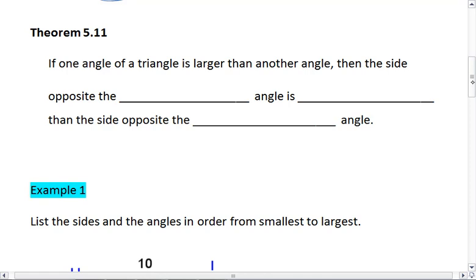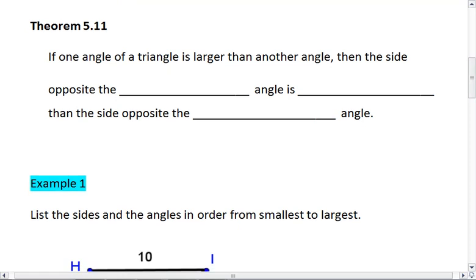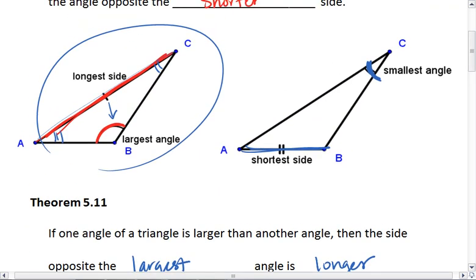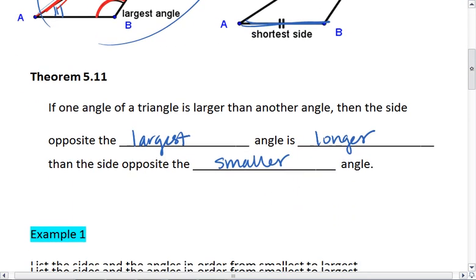This also brings us to theorem 511, which tells us if one angle of a triangle is larger than the other angle, then the side opposite the largest angle is longer than the side opposite the smaller angle. Which means this works both ways. The longest side, the opposite angle is the largest angle. For the largest angle, the side opposite is the longest side.